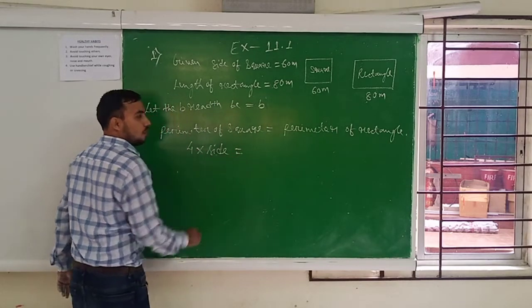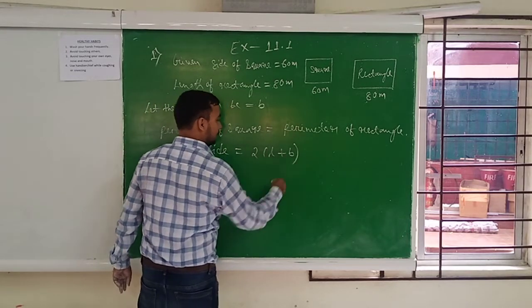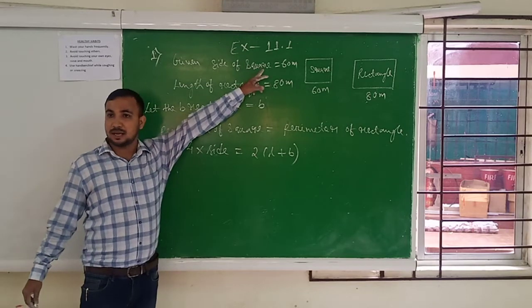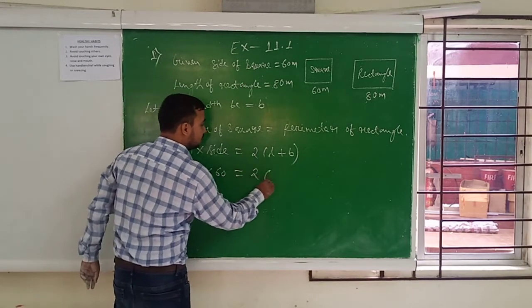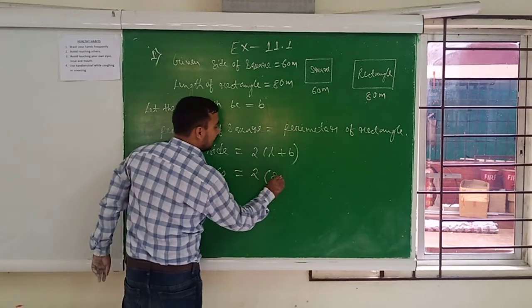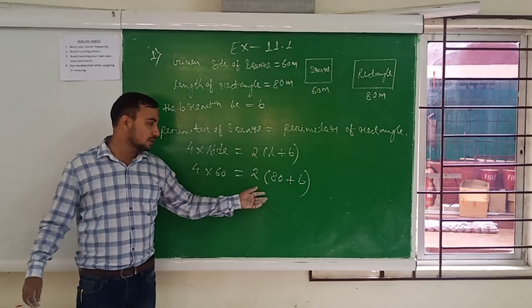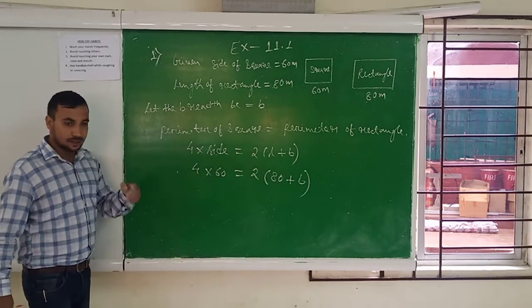4 into side. What is the perimeter of a rectangle? 2 into length plus breadth. Okay. Now, 4 into side. You have the side. What is your side? 60. So, 4 into 60 equals 2 into length plus breadth. What is your length? 80 plus b. Since breadth is not given, we will write 2 into 80 plus b. Okay.